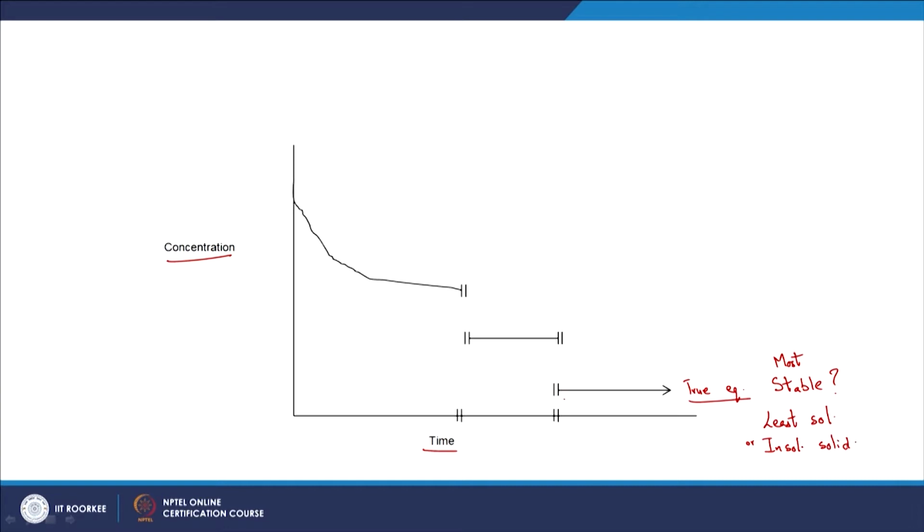So when the true equilibrium is reached, what is it that we have? We have the most insoluble or the least soluble solid, pardon me, right. So here it is truly stable, and as one example, it will be the least soluble crystalline solid, right. So what will be formed first?